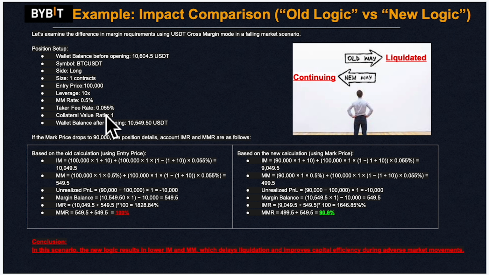So taker fee rate, this is it. You multiply it, so what you get is 549.5. So you have your initial margin and you have your maintenance margin. Once you do that right there, you check your unrealized PNL.